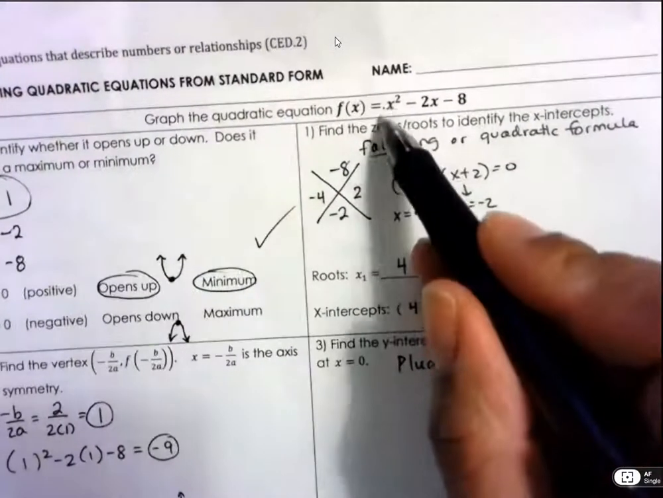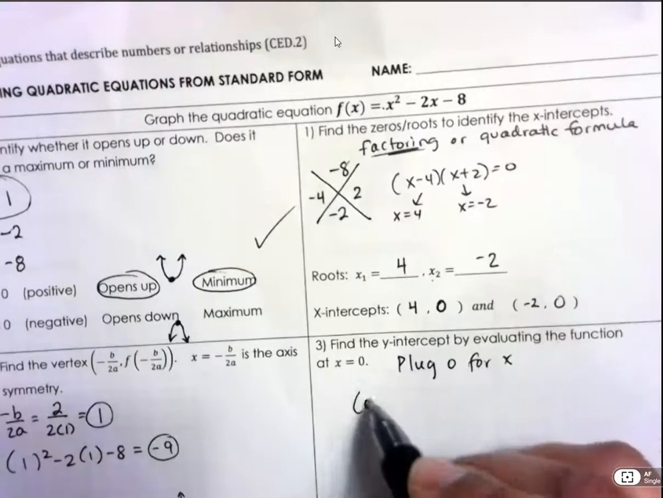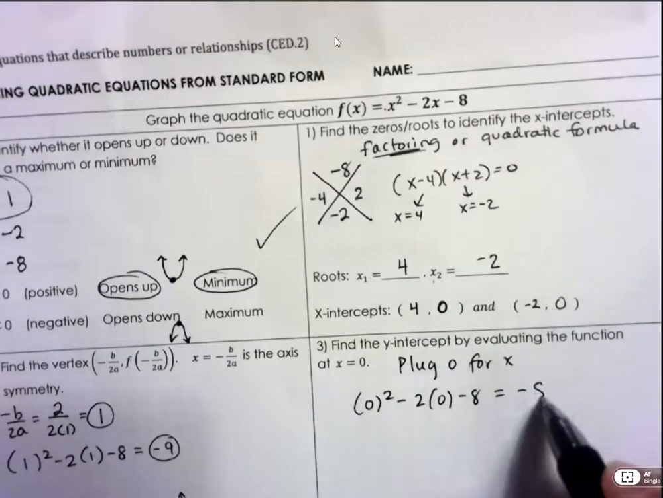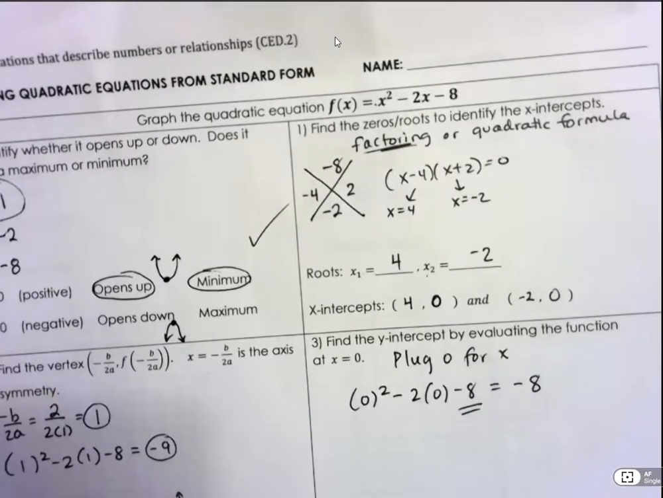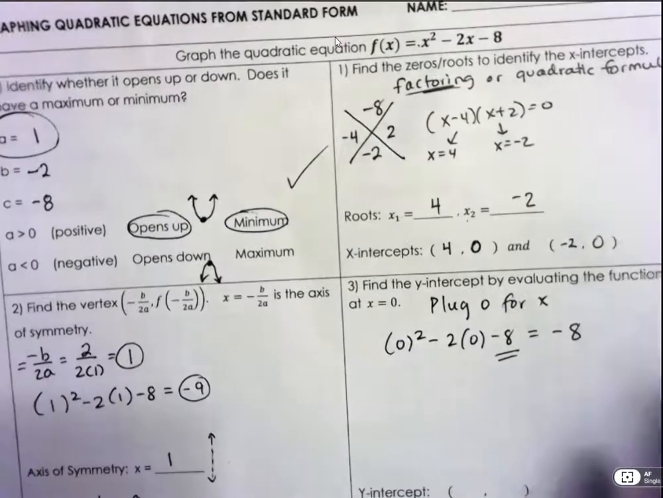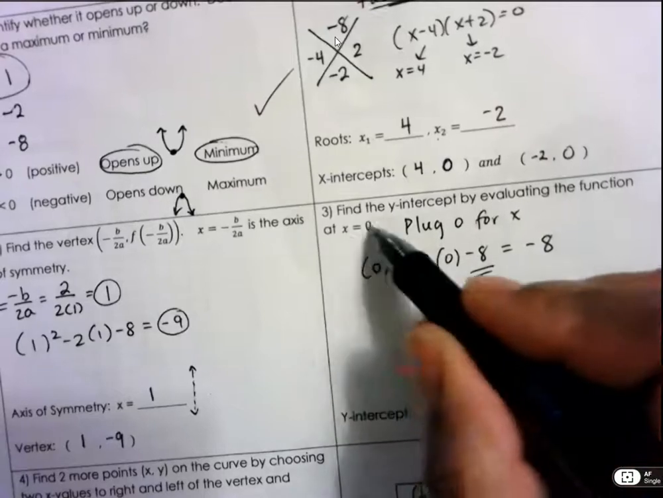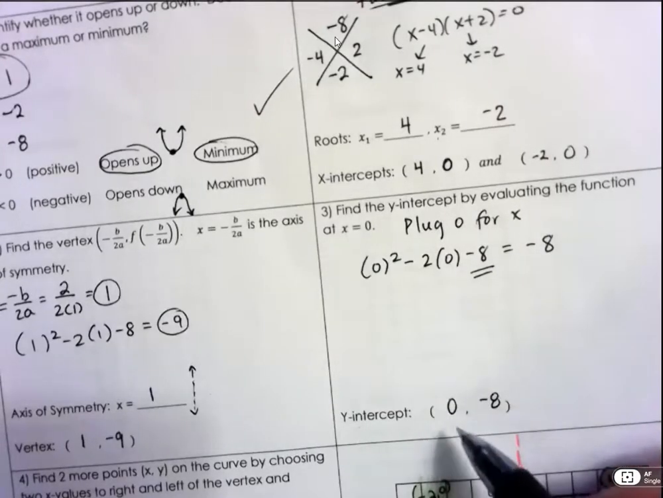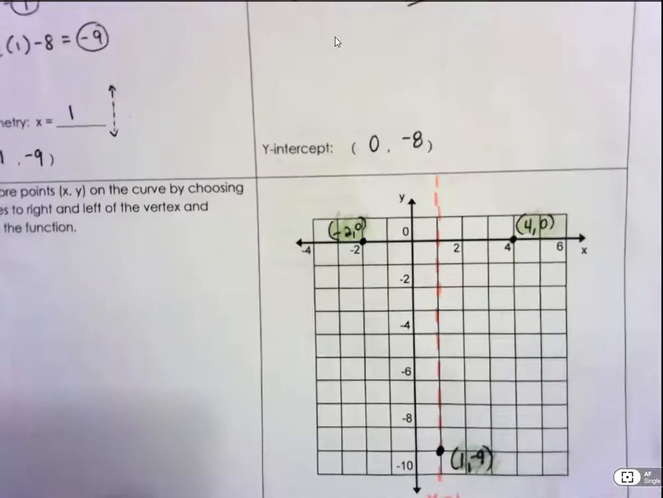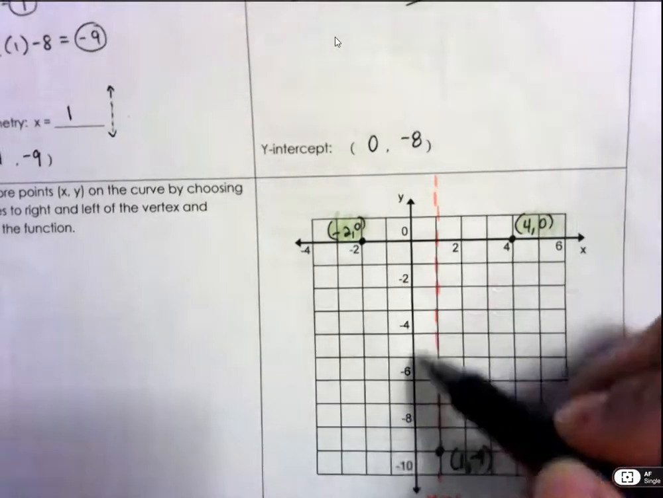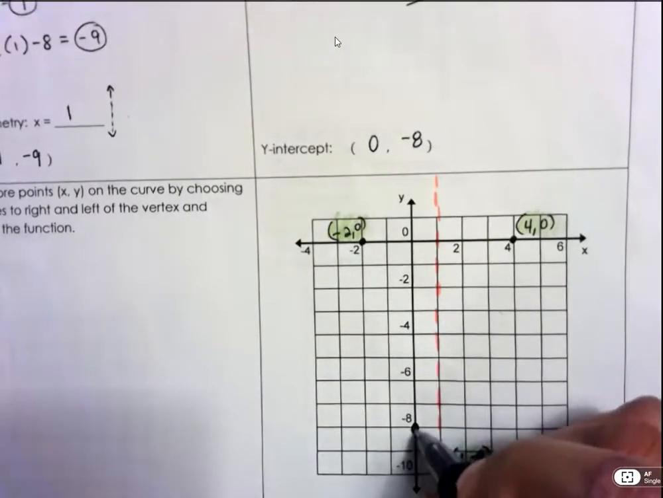Okay, so here's your function. So it's going to be 0 squared minus 2 times 0 minus 8, which is going to give you negative 8. By the way, it's always going to be the constant. So your y-intercept is going to be (0, negative 8). Remember, x is 0, so the x value is 0. Then you go to your graph, we graph it, (0, negative 8). So (0, negative 8), right here.